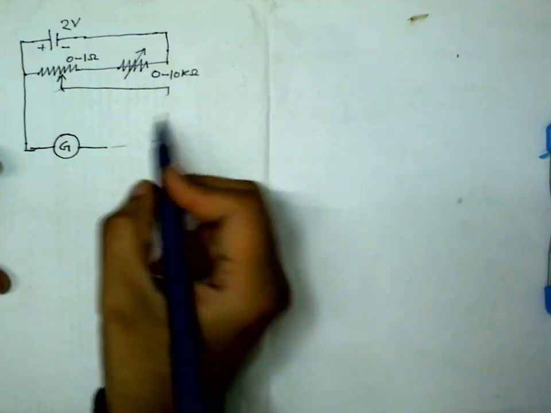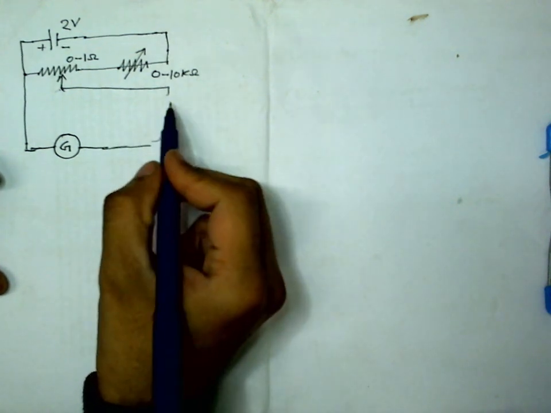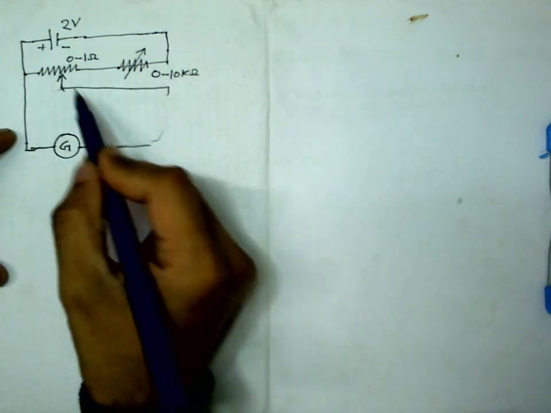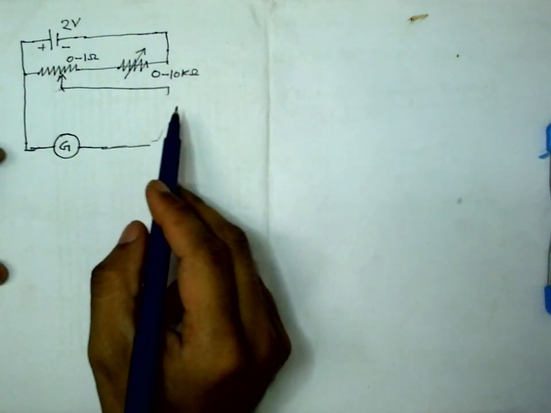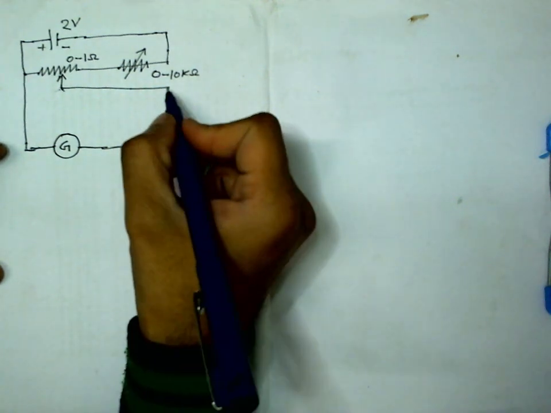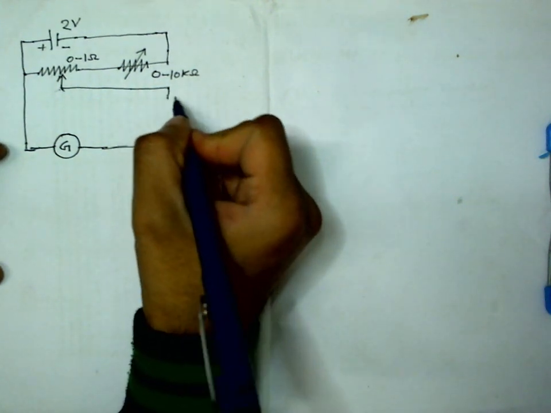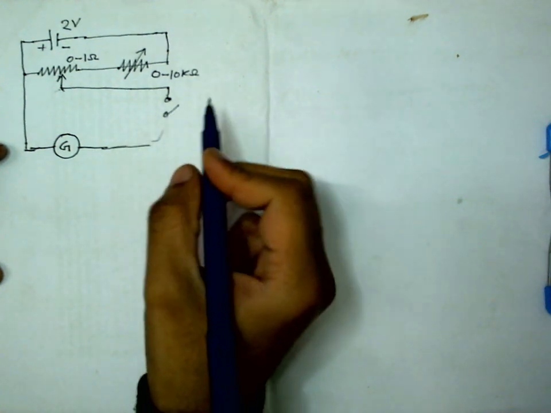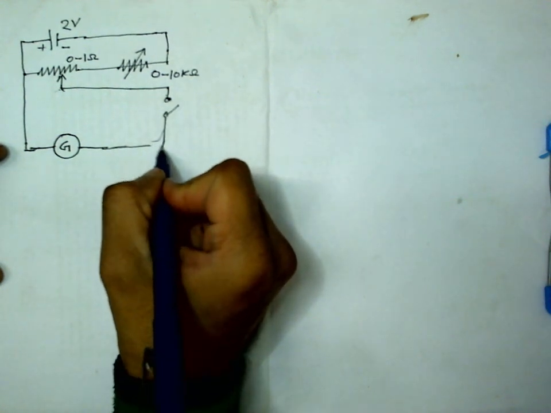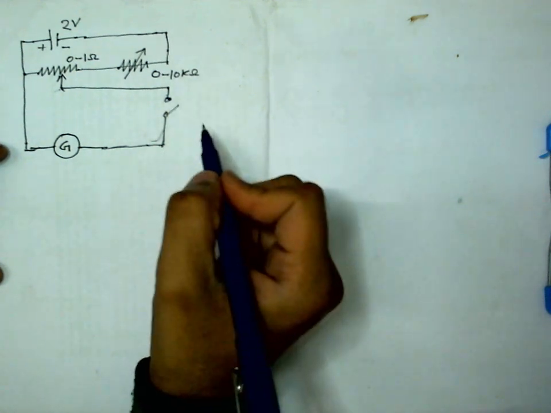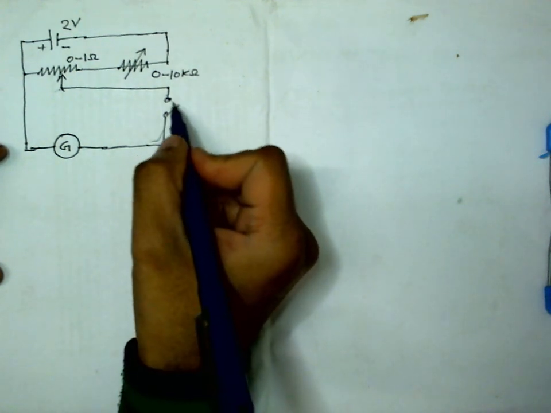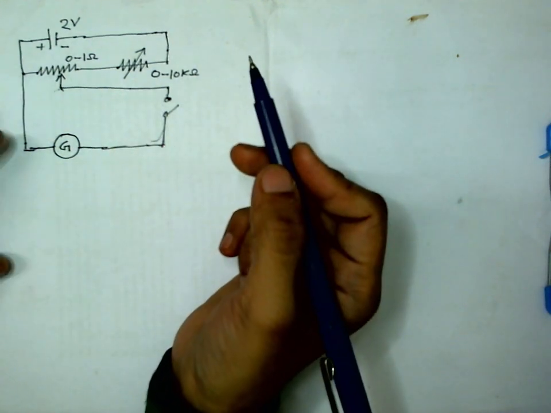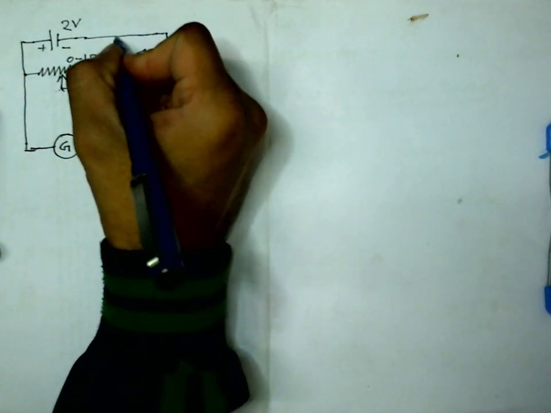Okay, so I'll connect this. I have to connect this so that the current can flow through the galvanometer, and I can also have a key here, so that only when I want the current to pass, the current will pass, otherwise it will not. Similarly, I can also have a key here.